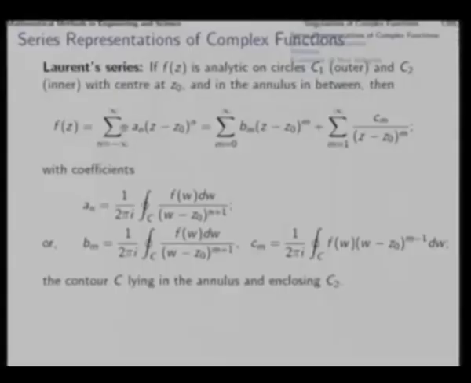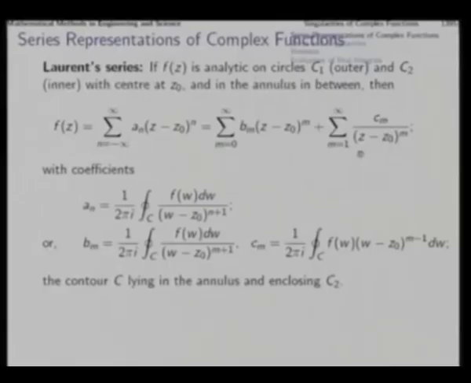If we break this into two parts, one is with non-negative powers, that is b0 plus b1 into the linear term plus b2 into the quadratic term, and so on. So, a0, a1, a2 are exactly the same as b0, b1, b2, and a_{-1}, a_{-2}, a_{-3} are included here as c1, c2, c3, etc. So, these are the negative power terms, the terms which are extra.